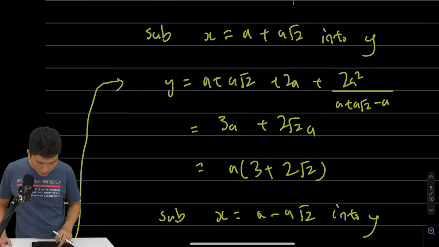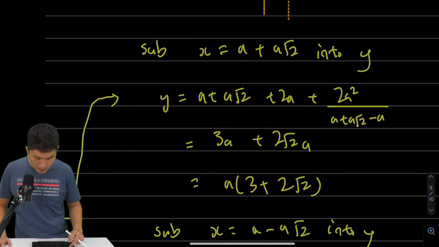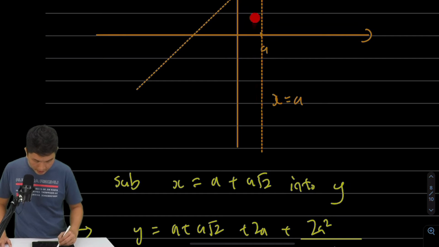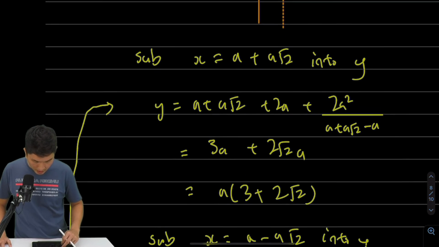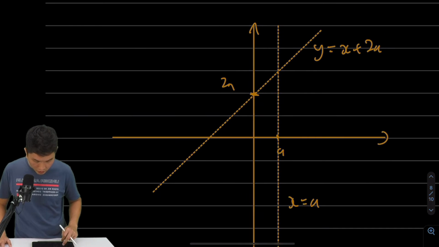So substituting this into y, the positive value, a plus a root 2, I'm going to get y equals this value over here. And it's very tempting at this point to say that, hey, x is more than a, because we have an asymptote at a over here. A plus something that's positive must be on the right of this asymptote. And if you look at the y value, it's 3a plus 2 root 2a, so it is more than 2a. It's above this point here. So I can say that this point is somewhere over here. It must be a minimum point.